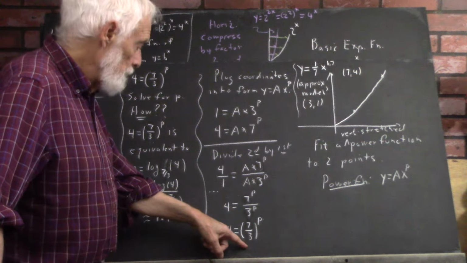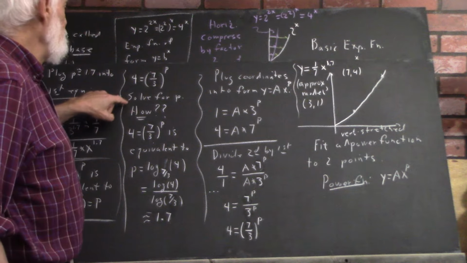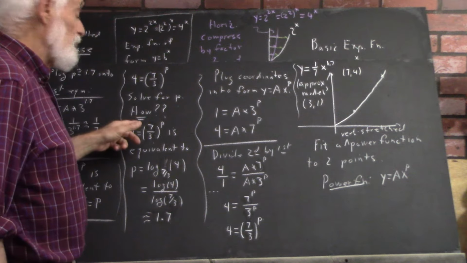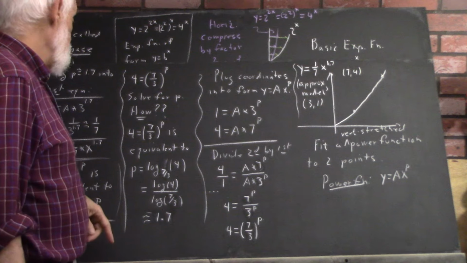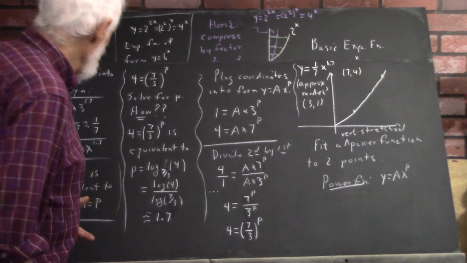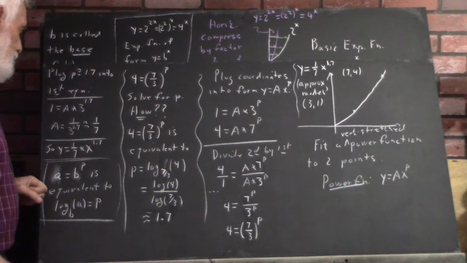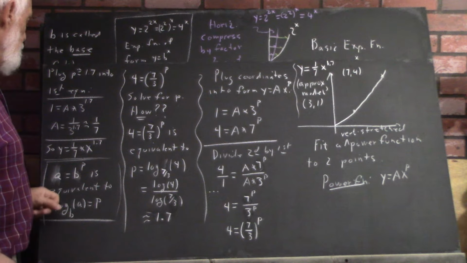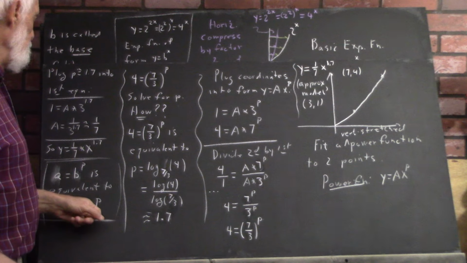Okay, so there we have it. So now we have this, which I've just repeated. How do we solve this for p? We only have one variable here. How do we solve that for p? Well, there's a rule. Now I wrote down the rule that a equals b to the p is equivalent to log base b of a equals p.